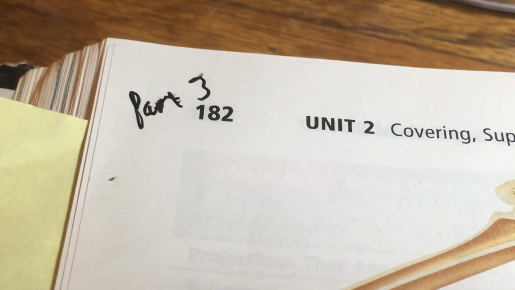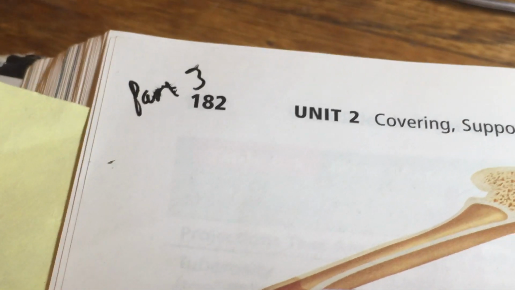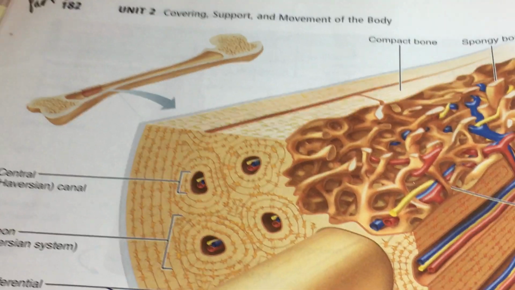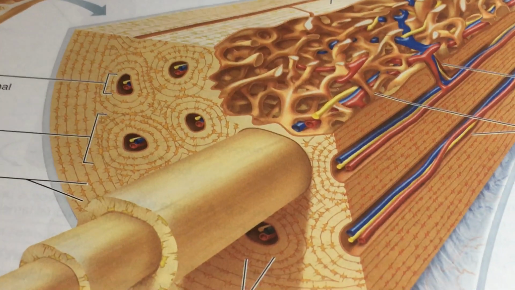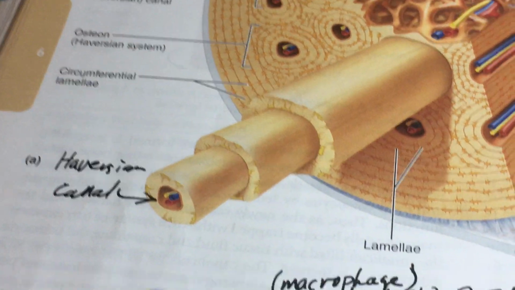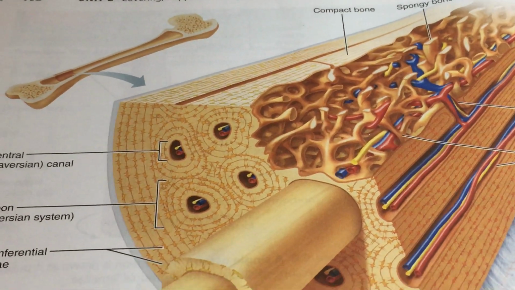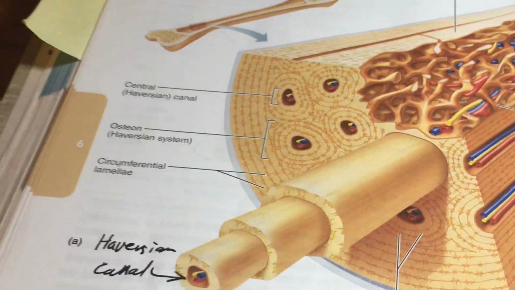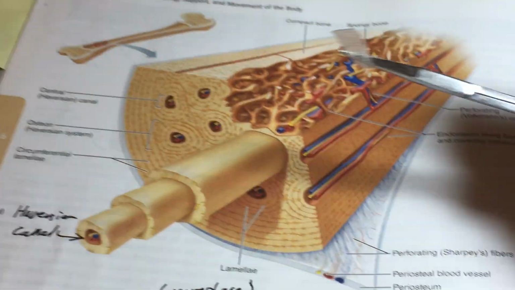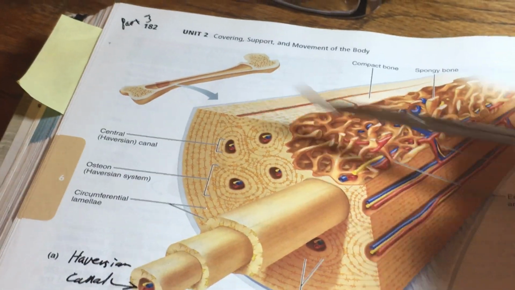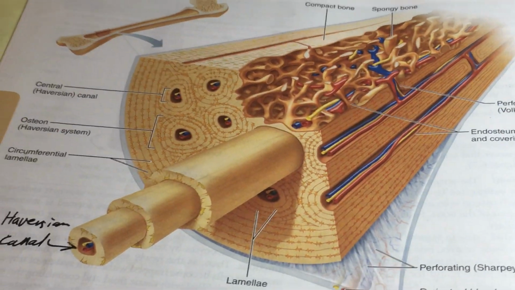We're continuing on with bone tissue, and we're in part 3, page 182. What they're doing here is showing us a portion of a bone blown up so that we can look carefully at what's going on with the bone matrix. First of all, we have the larger overview of things here. Here's the bone, which is the gross anatomy feature of the bone right there.